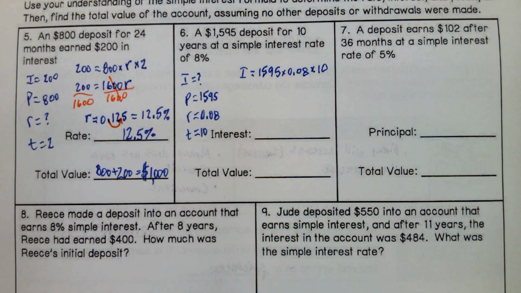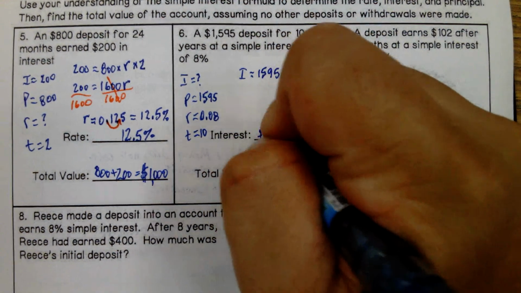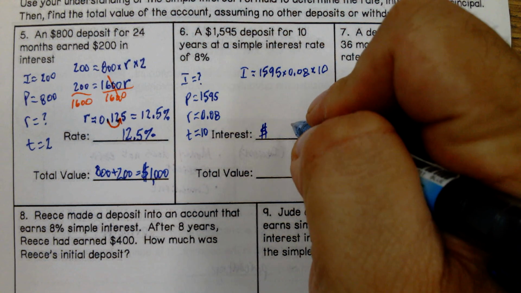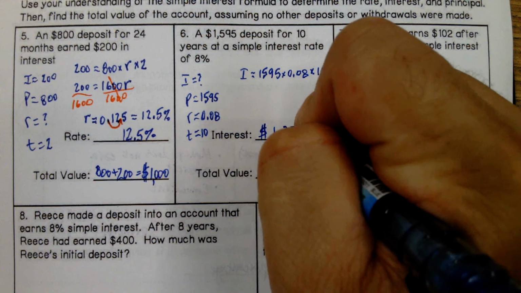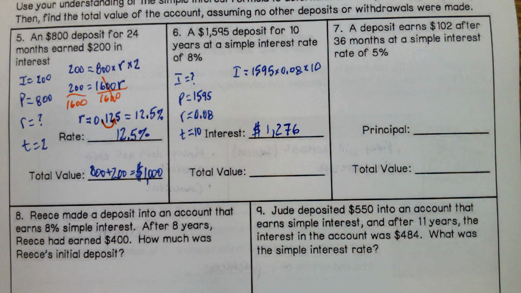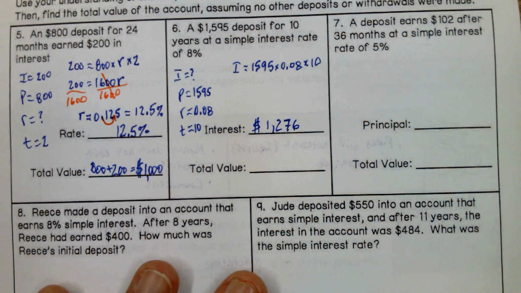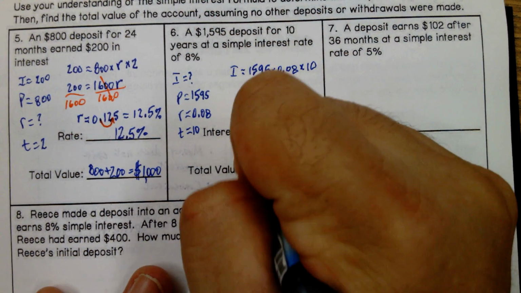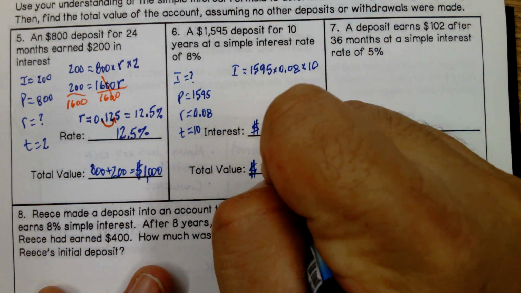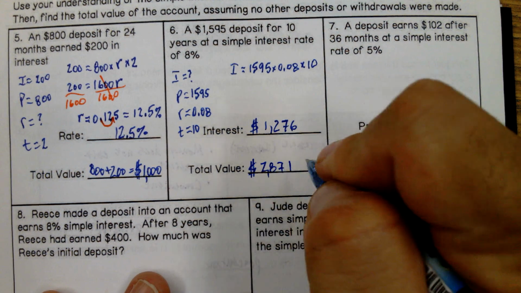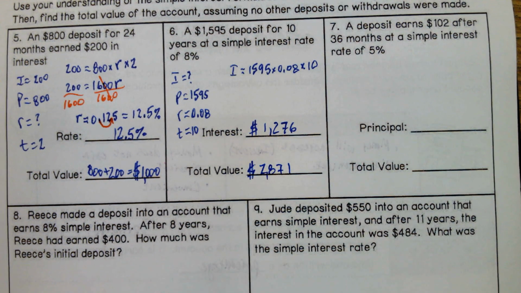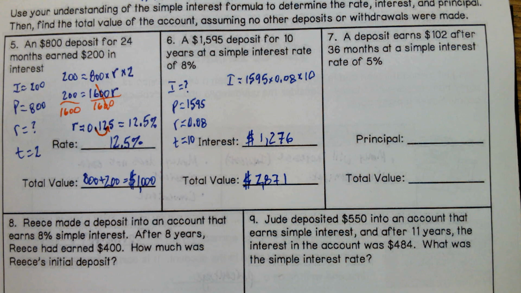How much is our interest that we're going to get over 10 years? And if we add that to the 1,595, all right, let's try the next one.